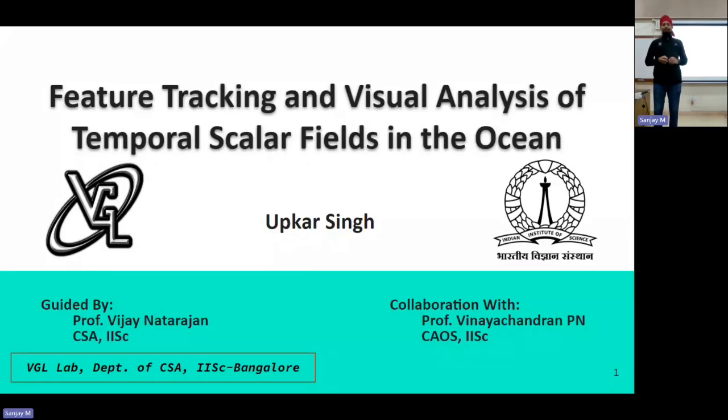Singh. Upkar has been working broadly in the topic of visualization in oceanography, and specifically has been looking at this problem of tracking salinity and features corresponding to that within the ocean. Upkar got his master's from NIT Calicut, and prior to that, he got his bachelor's from Jalandhar, Guru Nanak University. He has been working on his PhD since then.